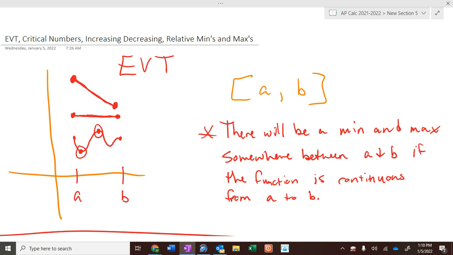How do we apply the extreme value theorem? Well, we want to know what's happening to the line. We want to know where the mins and the maxes are and what's happening with the line in between those. Is it increasing, decreasing, what's going on? So we're going to figure out all that stuff.